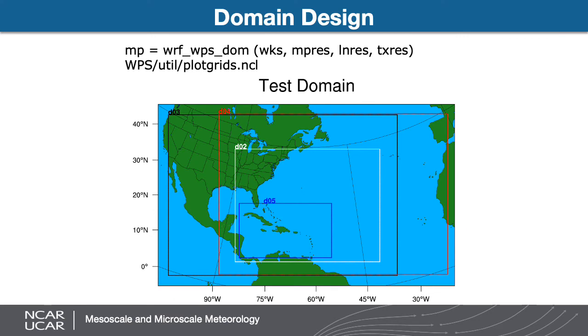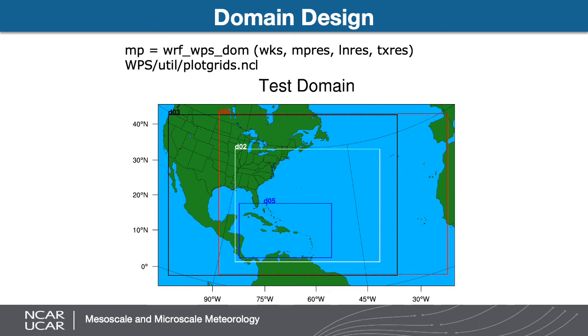One thing that's really important to talk about, and will be talked about in the domain presentation and this tutorial as well, is that NCL has a way to look at your domain. So we wrote a script called plotgrids.ncl, which is available in your WPS download. What you will want to use it for is to test your domain. It reads your WPS namelist, and it will print out a plot just like this that will show you what your domains look like.